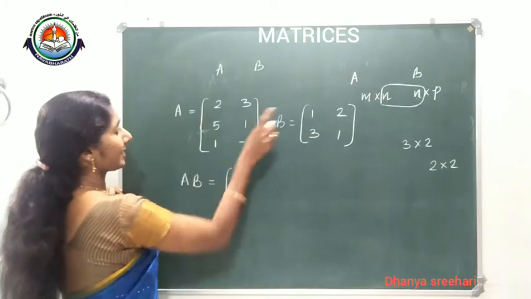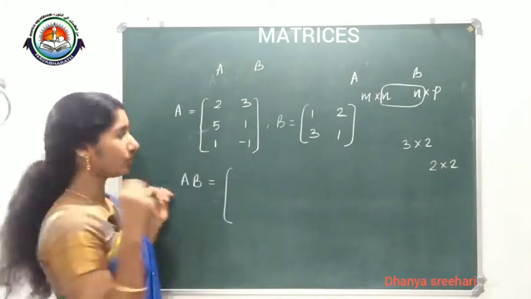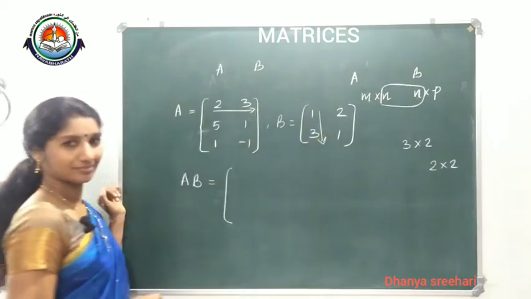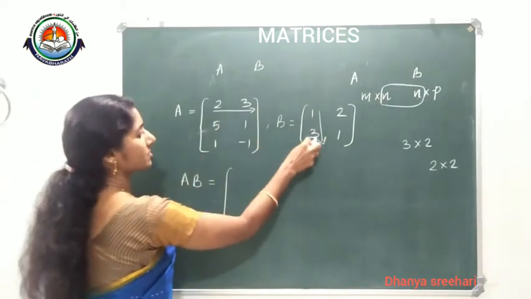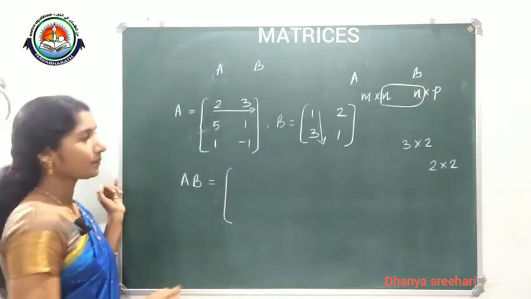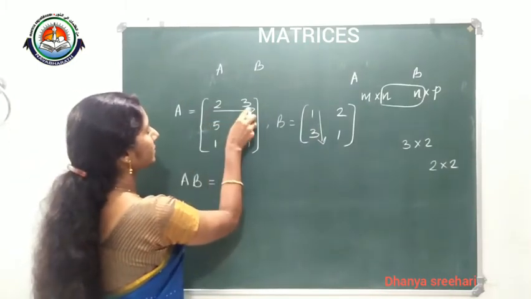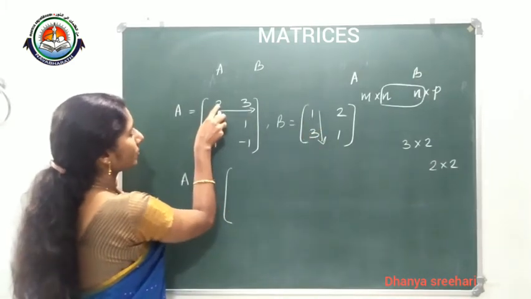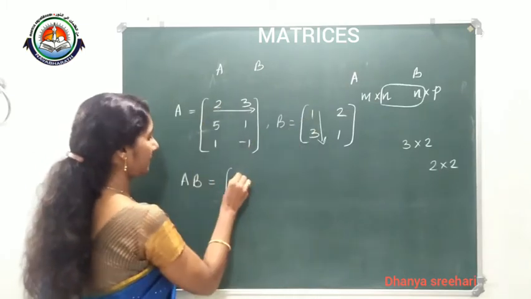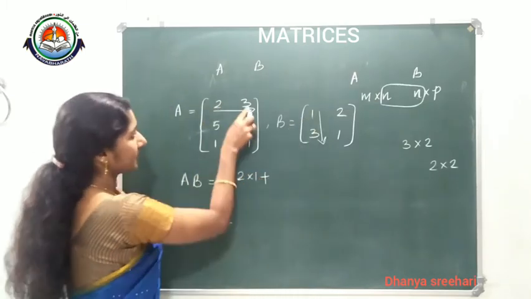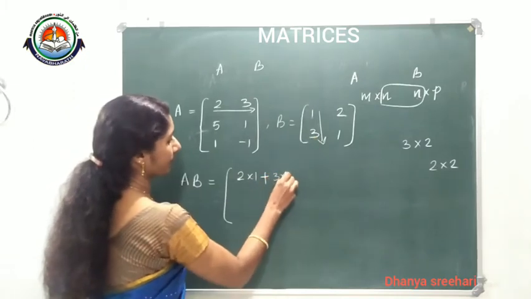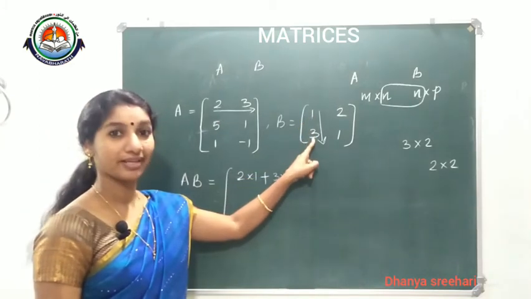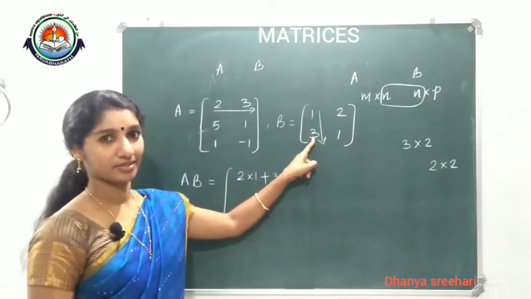To get the first element in the first row, we will multiply the first row with the first column. First row, first column. First row means 2, 3. These are the elements. And the first column is 1, 3. So like this we will do multiplication: 2 into 1 plus 3 into 3. First row with the first column, we get the first row, first element.